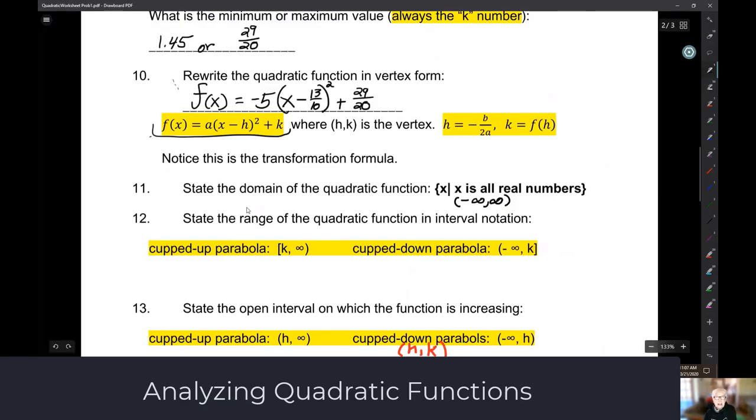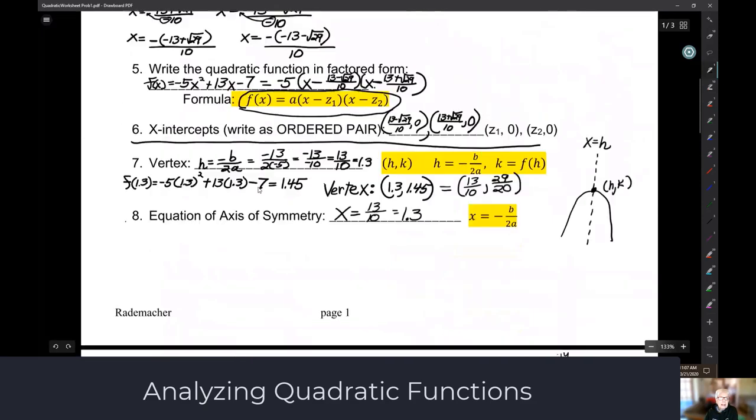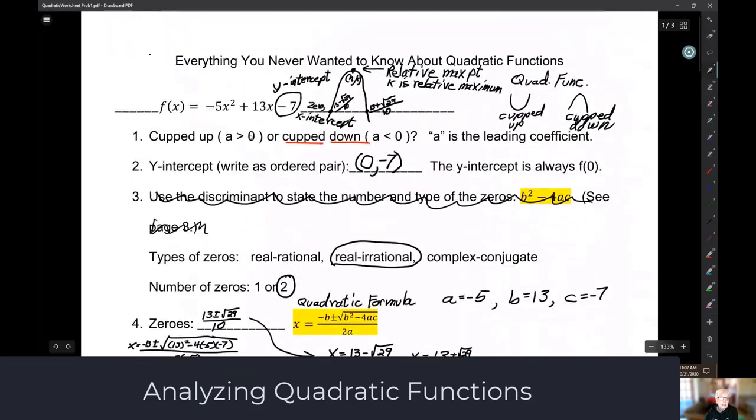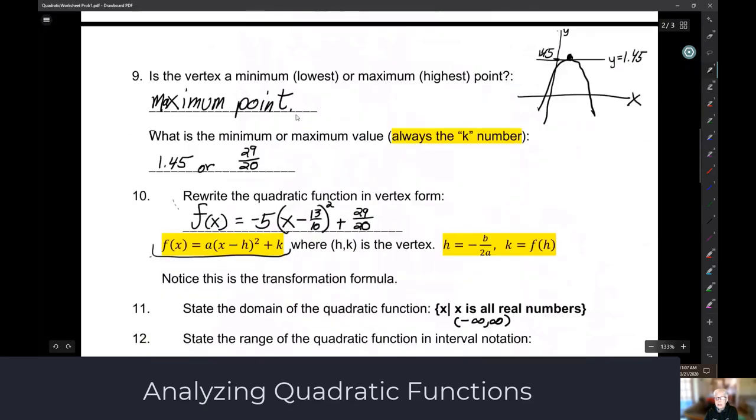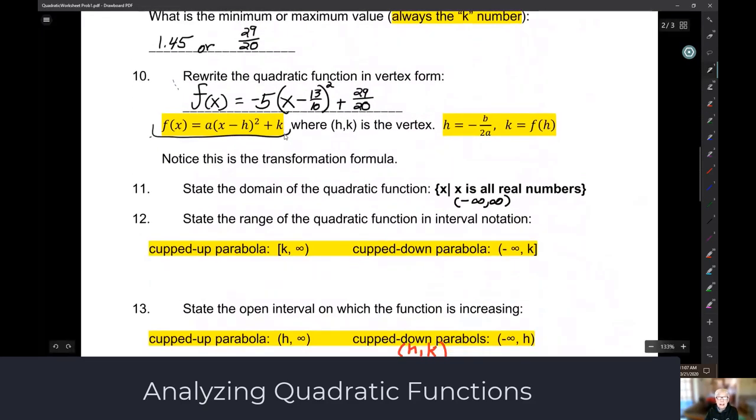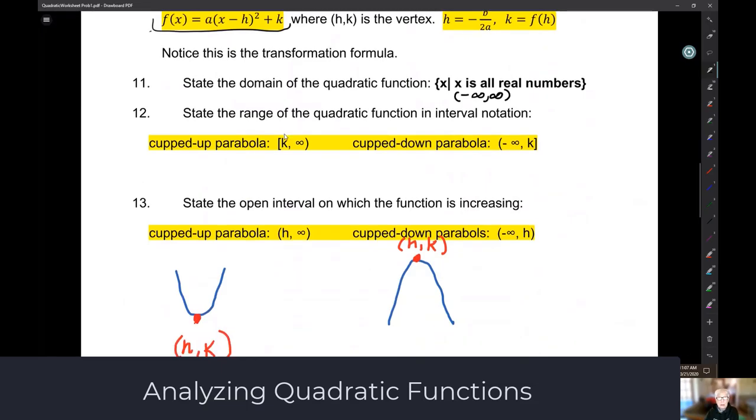Okay, if somebody comes along and says, tell me what the domain of f of x equals negative 5x squared plus 13x minus 7 is. Well, you know it's a quadratic, so that's the easiest question in the world. Negative infinity to positive infinity. If they want it in set builder notation, that's how you answer. If they want it in interval notation, that's how you answer it.